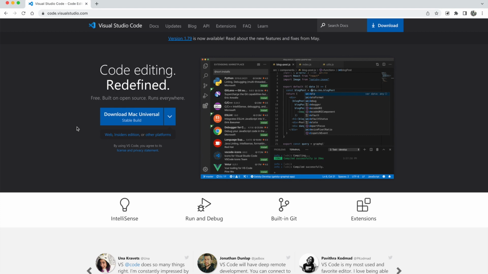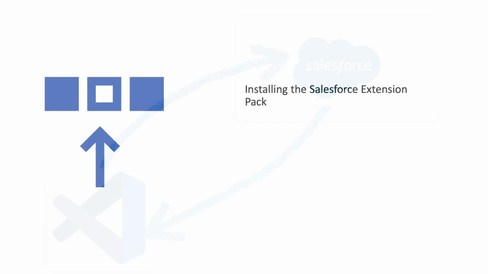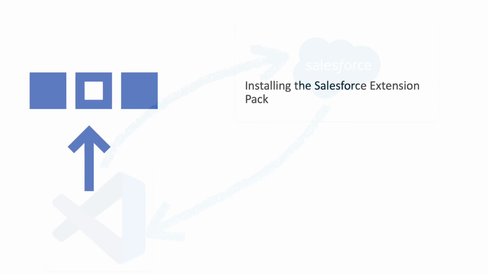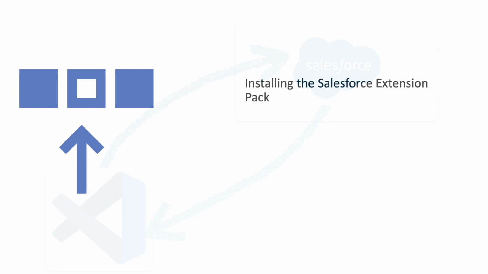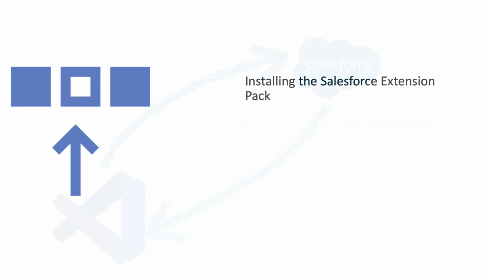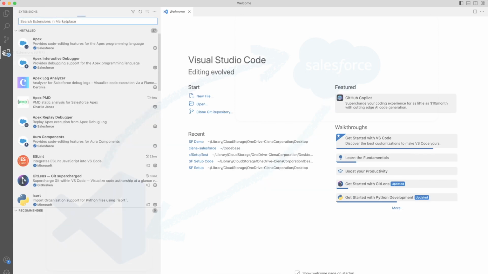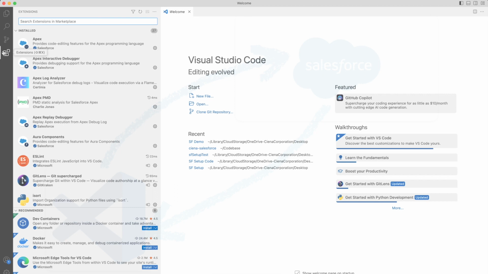Once you have installed Visual Studio Code, now let's move on to installing the Salesforce extension pack, which includes setting up the extensions specifically designed for Salesforce development. To install the Salesforce extension pack, first you need to click on the extension icon on the left sidebar or press Ctrl+Shift+X on Windows or Command+Shift+X on Mac to open up the extension view.